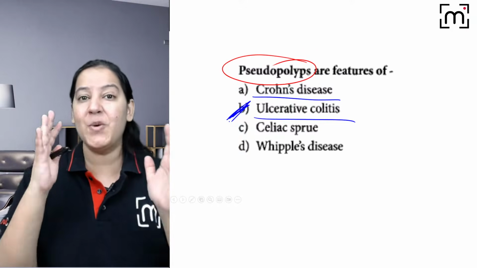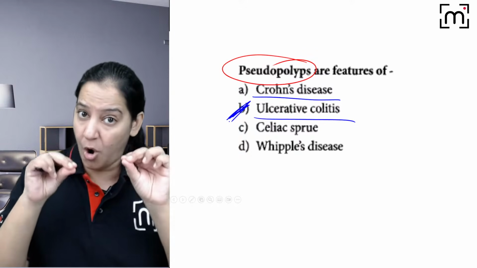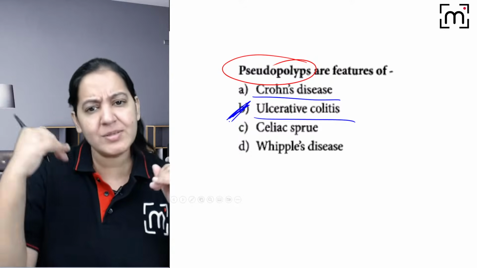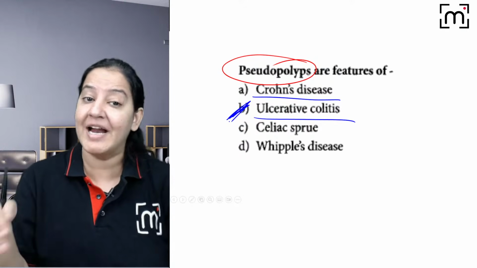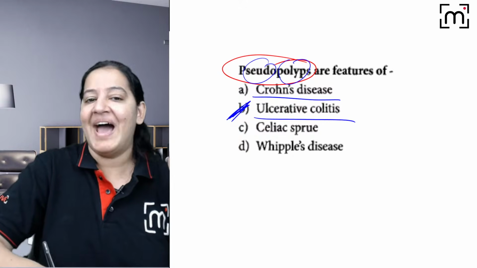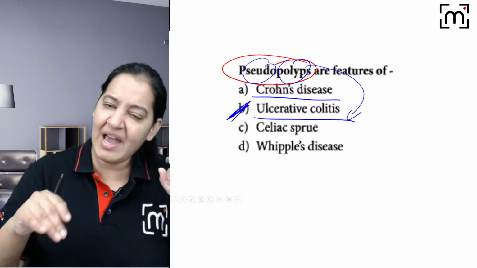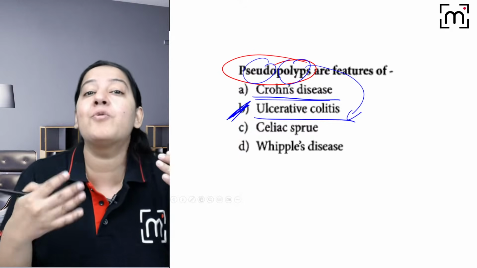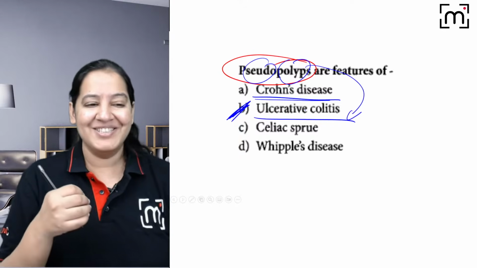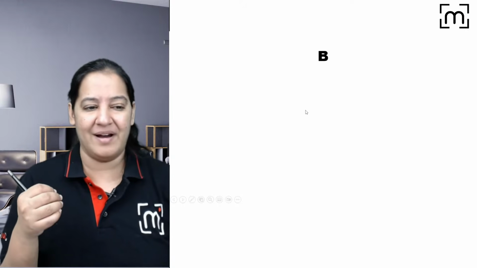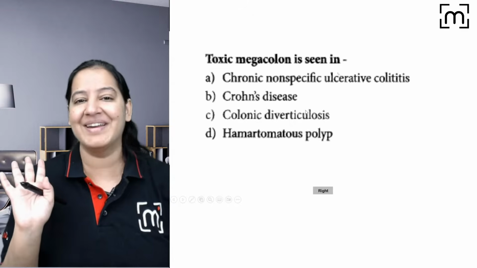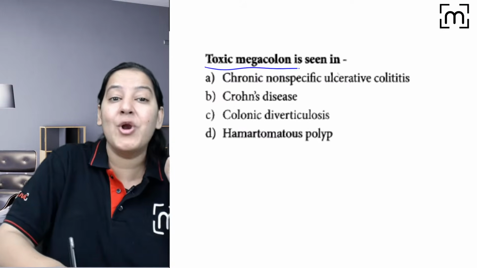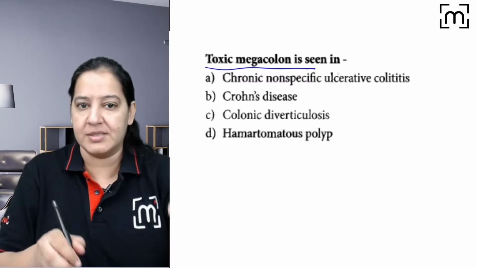So actually between two adjacent ulcers, the non-involved intervening mucosa swells up. It looks like a polyp, but it is not a real polyp. That's why it is known as pseudopolyp, and it is a feature of UC. The same thing happens in CD also, but here we don't give the term pseudopolyp. We give the term cobblestone appearance. Right. So the correct answer here is B. Yes, Equira. Yes, Akhil. Everyone is right. The next question is in front of you. Can you tell me the answer? Toxic megacolon is seen in. Read the options.